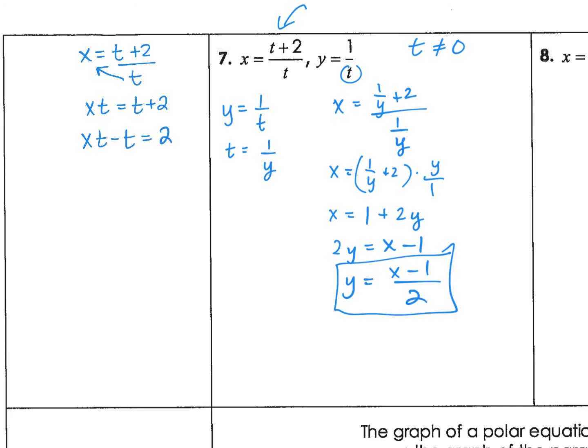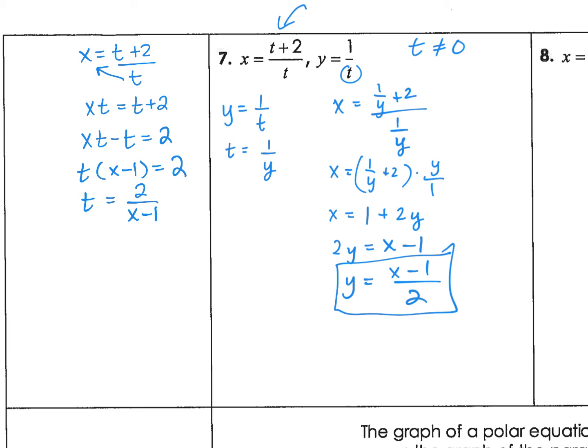Do you see why I just did what I did? I subtracted t over, because now what can I do to get t isolated? Both of those terms have a t in them. So what do we do? Factor it out. So now t equals 2 over x minus 1. Now we can figure out what t can't be.